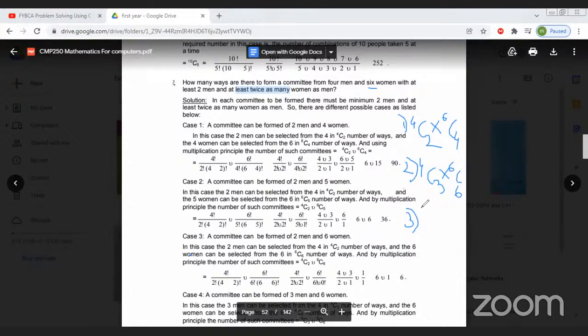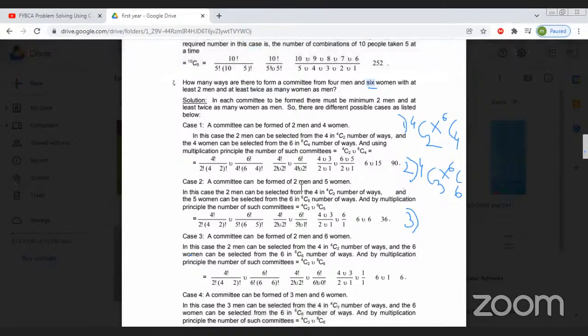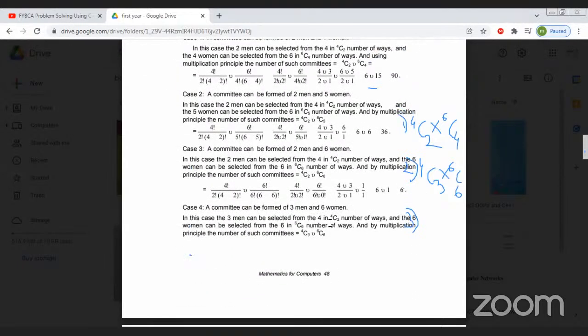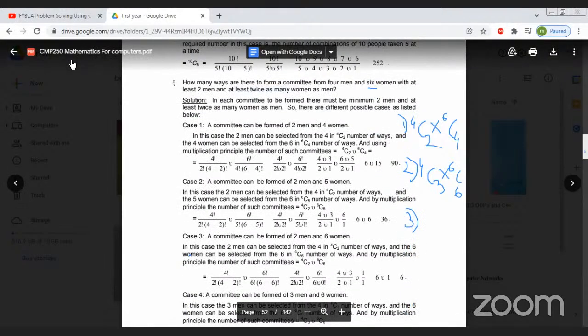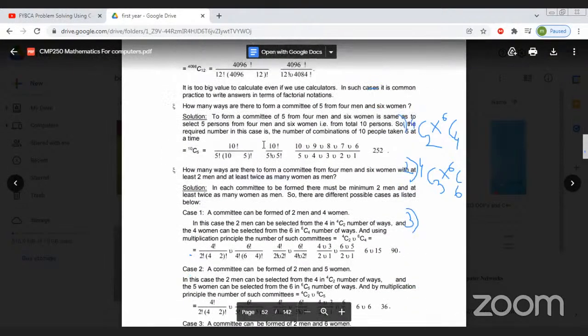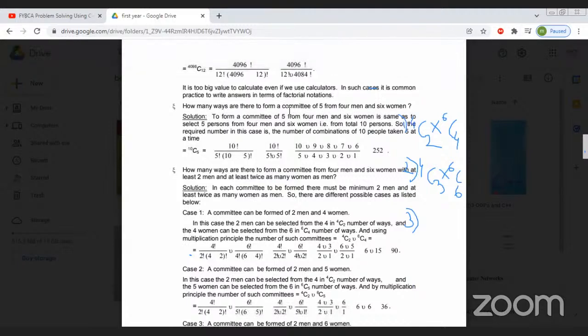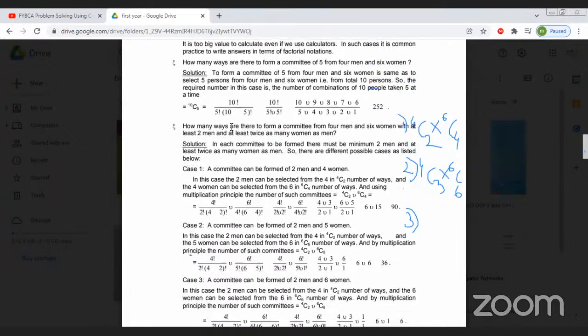What is remaining now? 4 men. Can I take 4C4? No. If I take 4C4, the value will be what? For 4, double of 4 is 8. But I don't have 8 women, I only have 6 women. See, only 6 women are there. So the total number required is 8, so I can't take that. Now, where is the question? Our question is here, na?